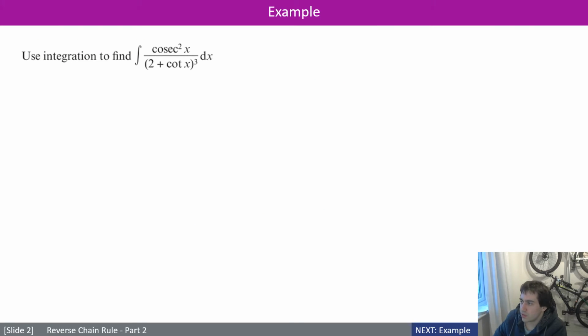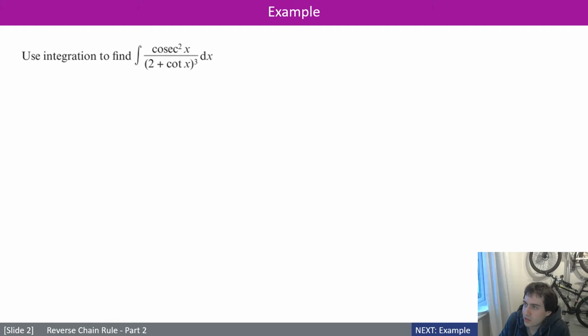Okay, so let's look at our first example so we can start getting into the swing of things. It might be tempting to think, oh, it's a fraction, so it must be the fraction version of the problem, but you can quickly dispel that suspicion by thinking to yourself, well, if I were to differentiate the bottom, I would get 3 times 2 plus cot x squared, and then multiply that by the derivative of 2 plus cot x. It's not going to end up looking like the top. So we're not going to use the ln version of reverse chain rule.